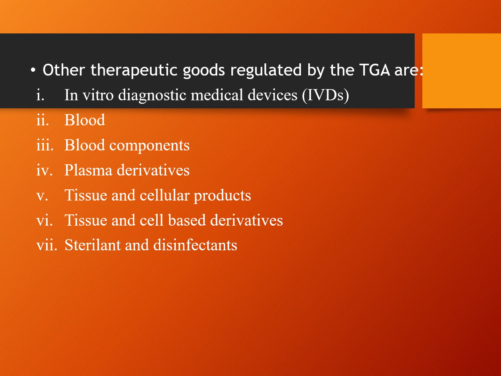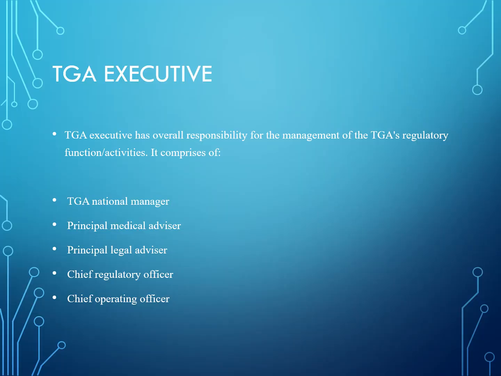Other therapeutic goods regulated by the TGA are in vitro diagnostic medical devices, blood components, plasma derivatives, tissue and cellular products, tissue and cell-based derivatives, sterilants and disinfectants. TGA executives: the TGA executive has the overall responsibility for the management of the TGA's regulatory function activities. It comprises the TGA National Manager, Principal Medical Advisor, Principal Legal Advisor, Chief Regulatory Officer, and Chief Operating Officer.